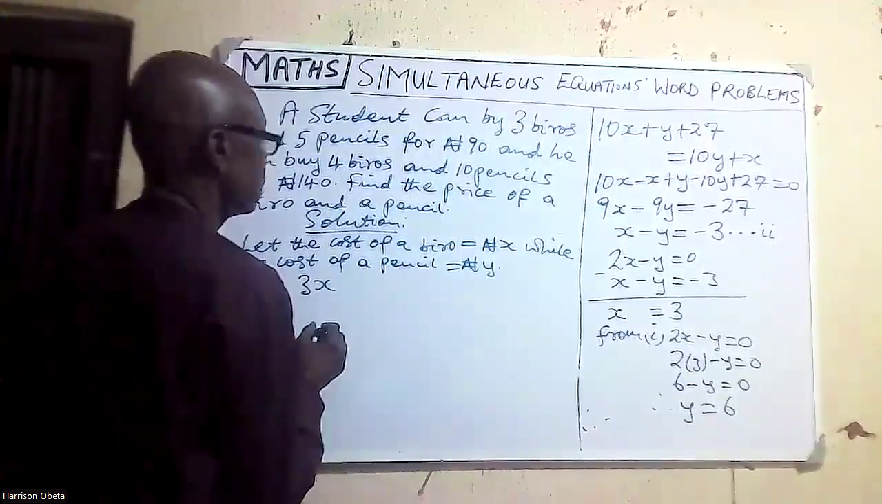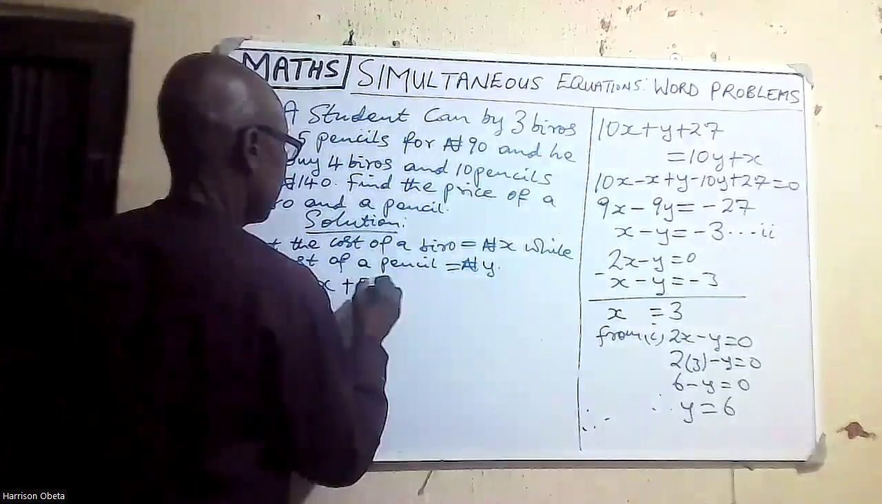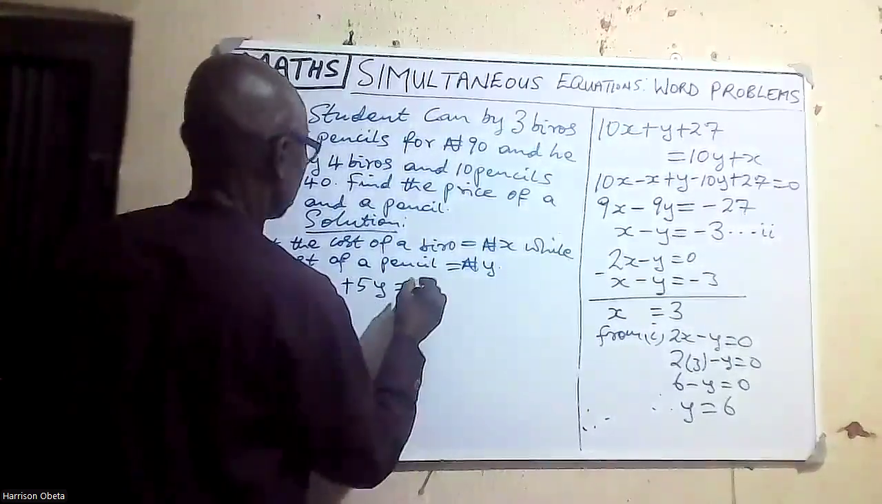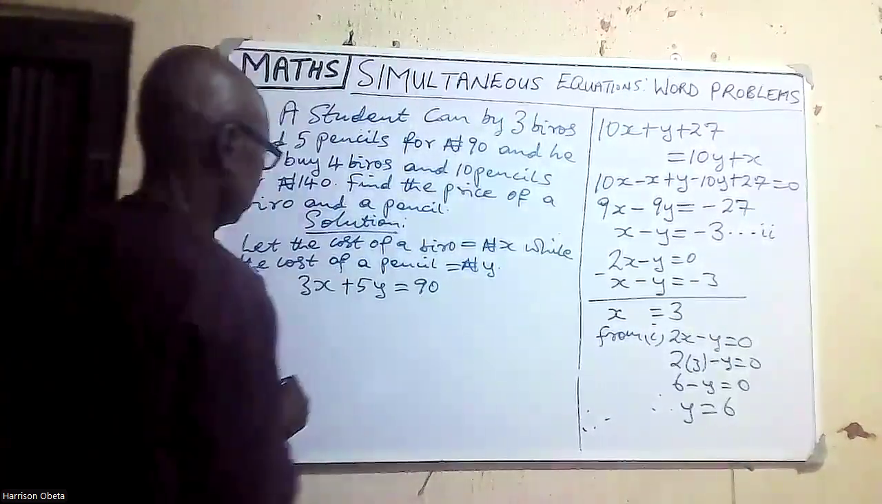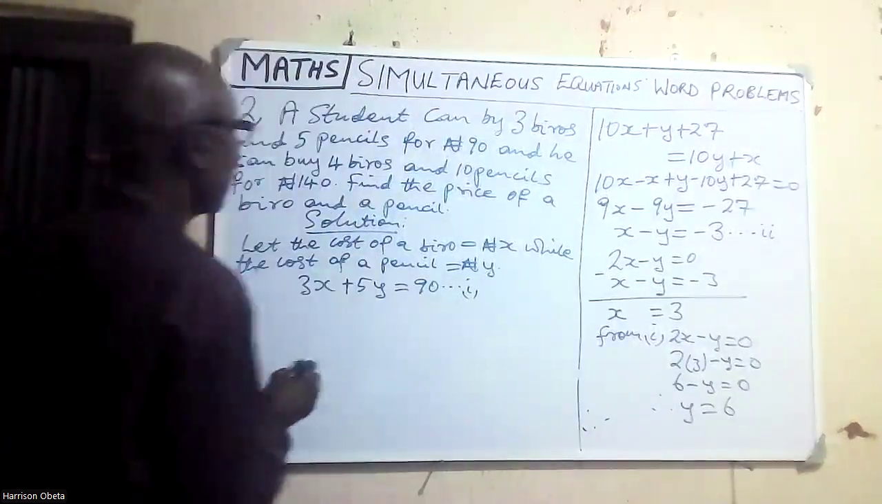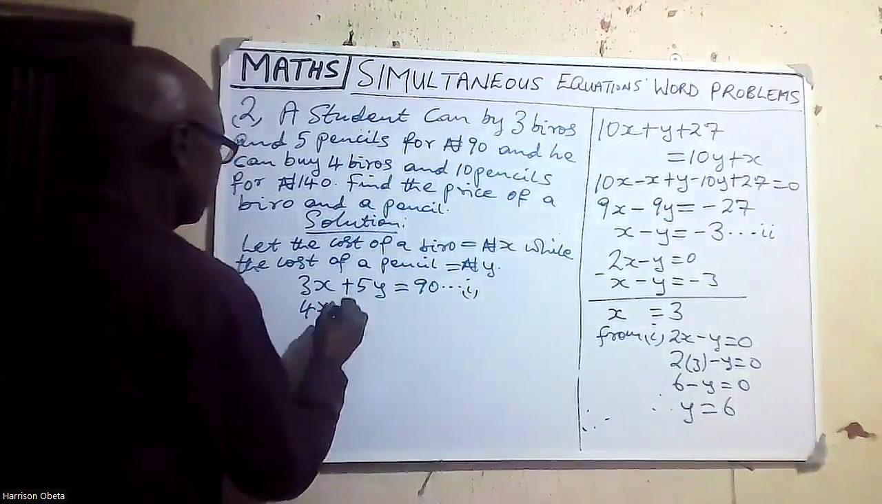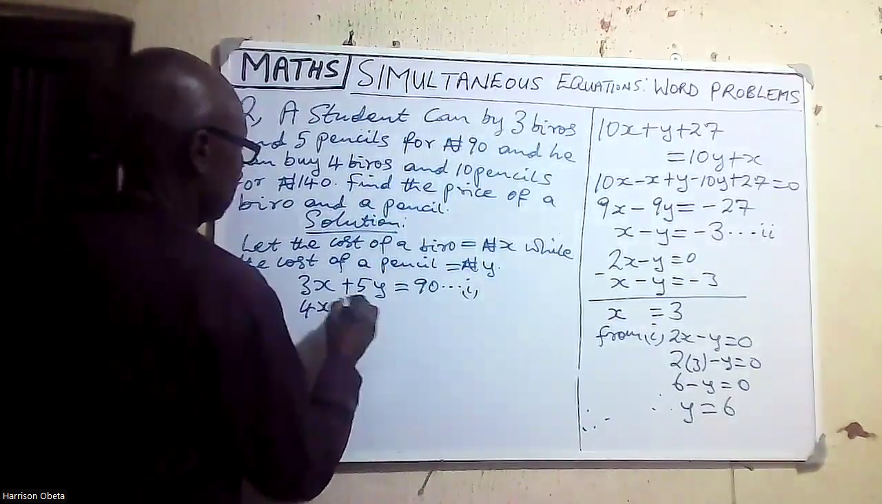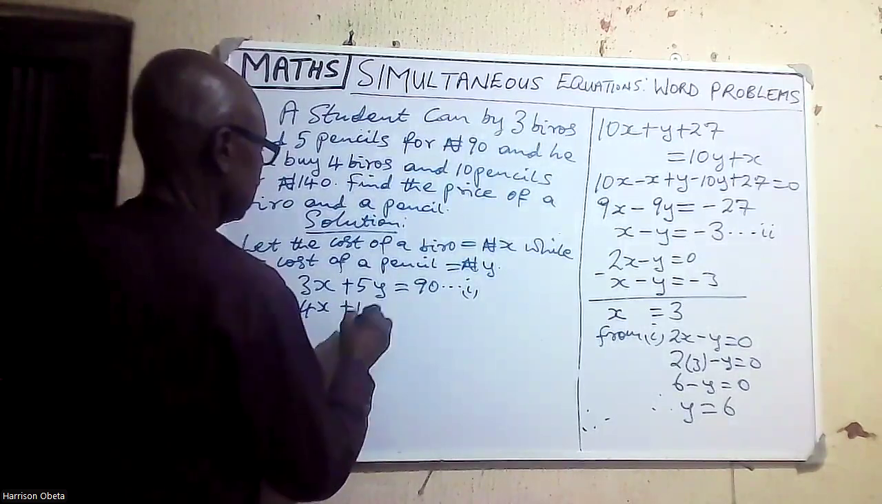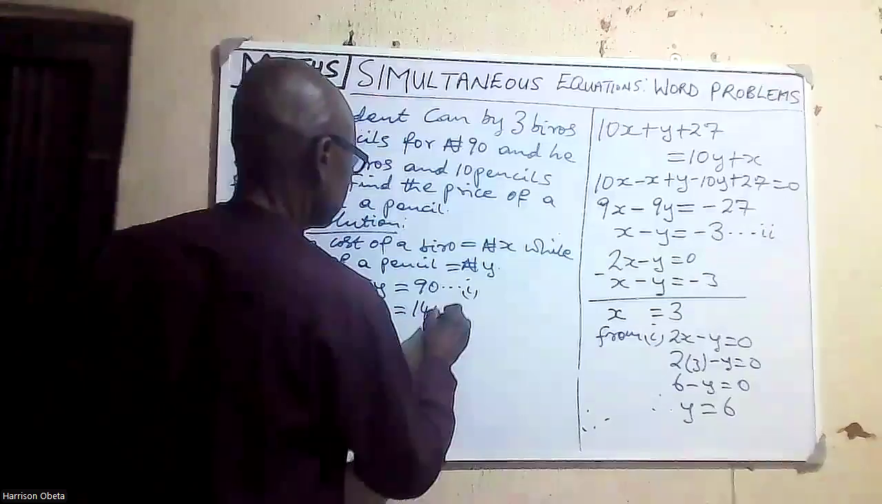Now, if that is the case, combining the two, we have 3x plus 5y equal to 90. I call this equation 1. While in the second one, we have 4x plus 10y equal to 140.